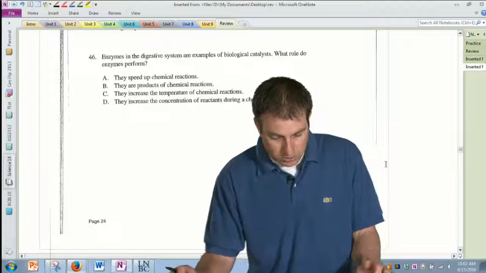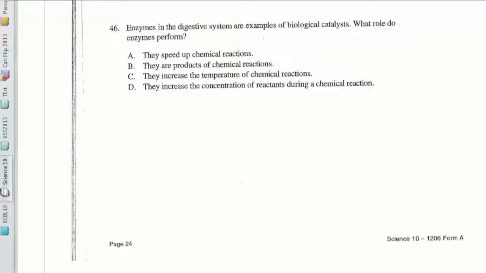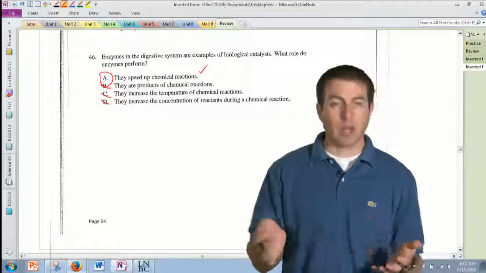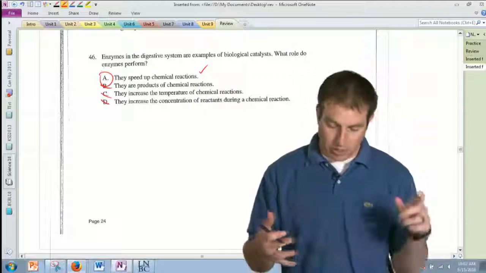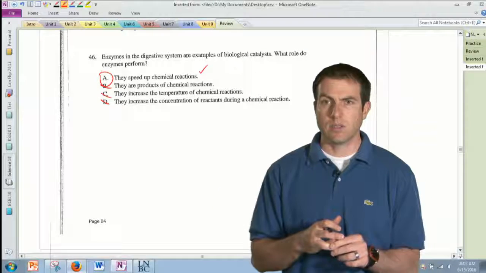Enzymes in the digestive system are examples of biological catalysts. What role do enzymes perform? They speed up chemical reactions. Remember, enzymes aren't actually taking part in a chemical reaction. They don't necessarily increase the temperature, so I don't like that one. And they have nothing to do with concentration. So definitely just A. Remember, that's the purpose of an enzyme, is to speed up a reaction. They're not a product because enzymes aren't a reactant or a product in a reaction. And they don't increase the temperature and they don't increase the concentration. Those were two other ways we could make things faster.